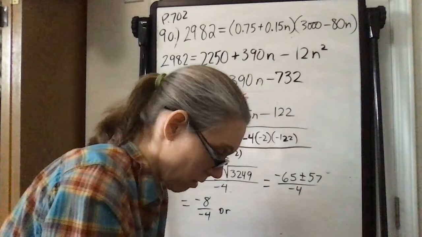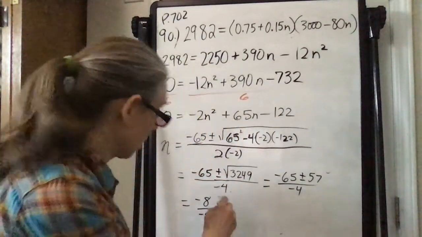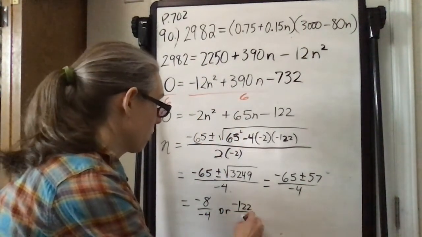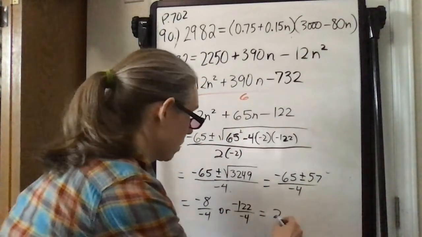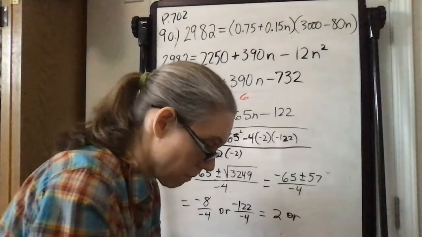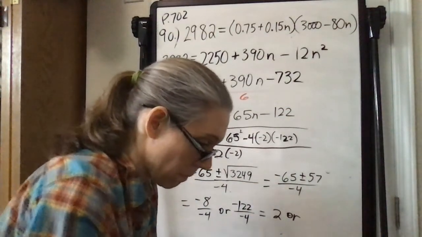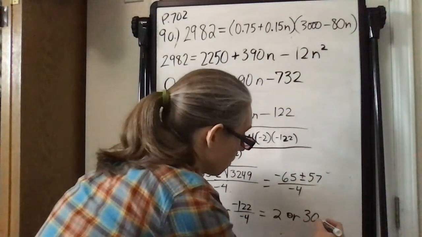65... this is a negative 122 over negative 4, which results in 2, or 30.5. Okay.